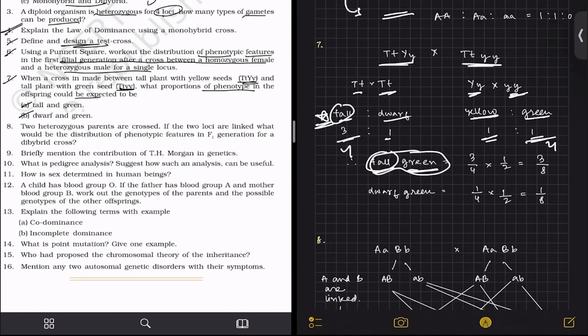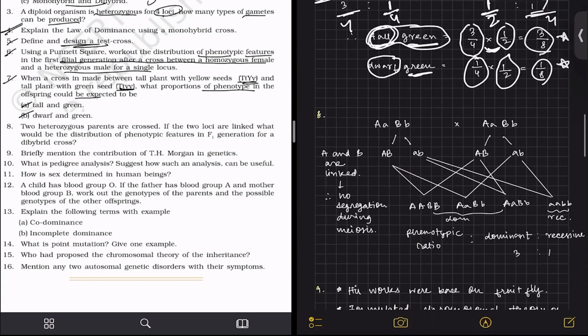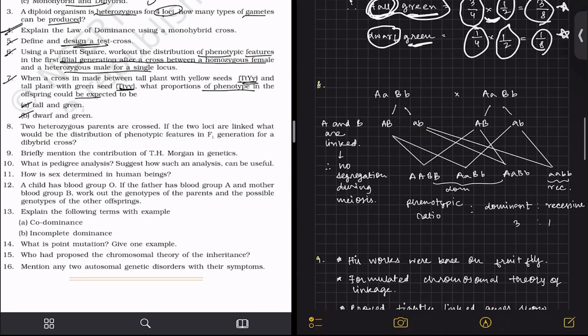So the possibility of a tall plant is 3 out of 4. The possibility of a green plant here is 1 out of 2. So upon multiplying, we get 3 out of 8. So the answer would be 3 out of 8 for tall and green, and similarly for dwarf and yellow, the possibility of a dwarf plant is 1 out of 4, and of a yellow plant is 1 out of 2. So 1/4 multiplied by 1/2, the answer would be 1/8. And this was already discussed by me in the chapter. It's chapter 2.